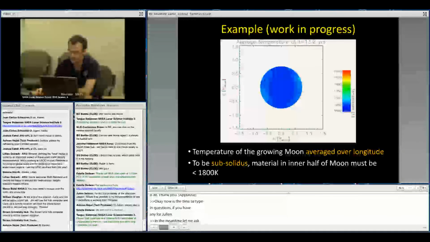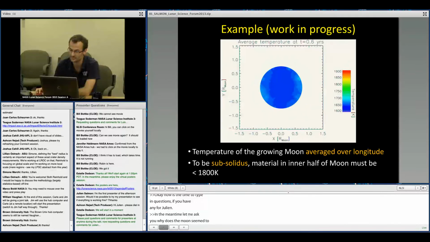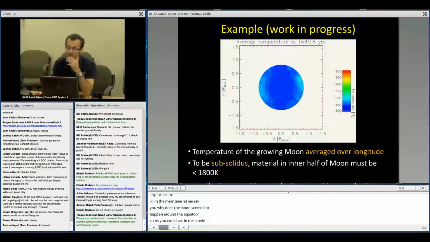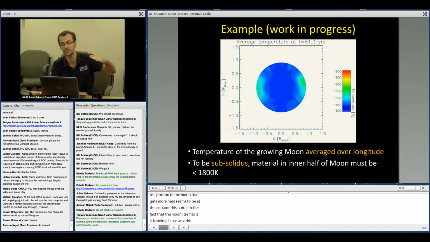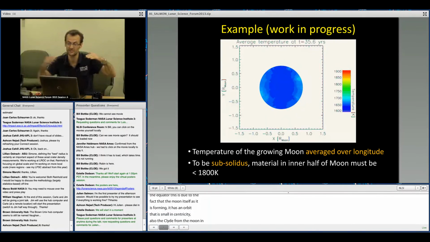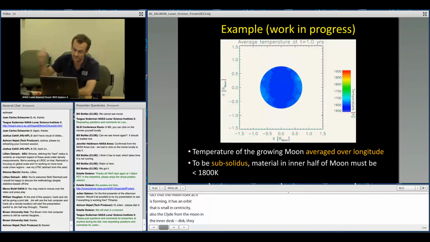Yeah, as you can see in the movie, the portion of the moon that gets the most heat seems to be around the equator, and this is due to the fact that the moon itself, when it's forming, remains on an orbit that has a very small inclination and small eccentricity, and also the particles that collide with the moon are issued from the inner disk, so they originate in the midplane, so they also have a small inclination. So basically, you have two bodies colliding at small inclinations, so that most of the bodies collide with the moon around the equator.